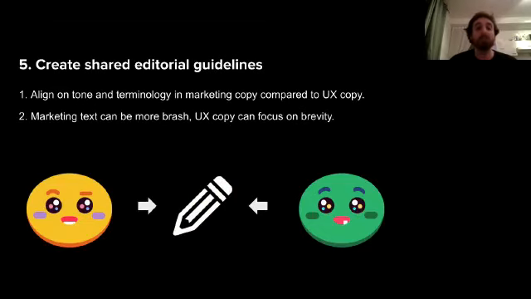Additionally, create shared editorial guidelines. So align on tone and terminology in marketing and make sure that your UX copy is reflecting that. Additionally, it doesn't have to be exactly the same. They're guidelines. So marketing text is often a little more aspirational, a little more intense. And sometimes UX copy has to focus on brevity and really trying to make an impactful mark on how someone understands something.